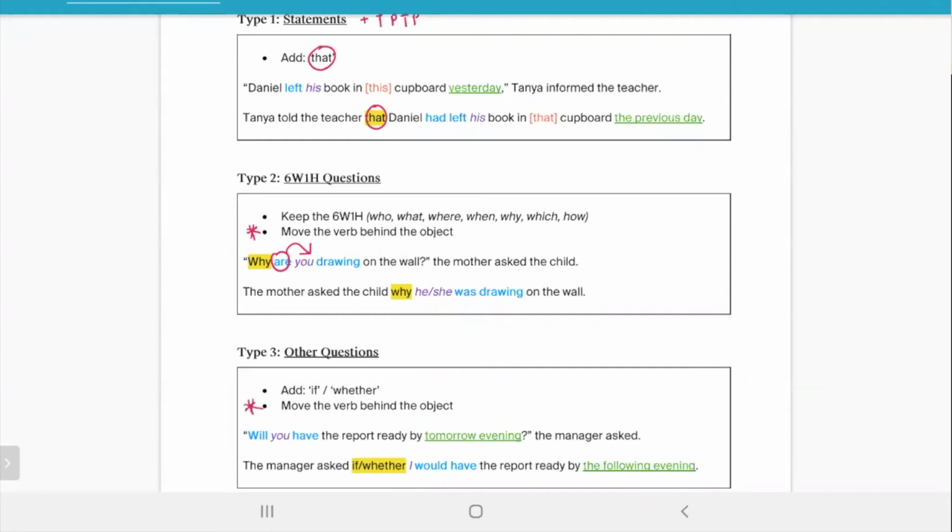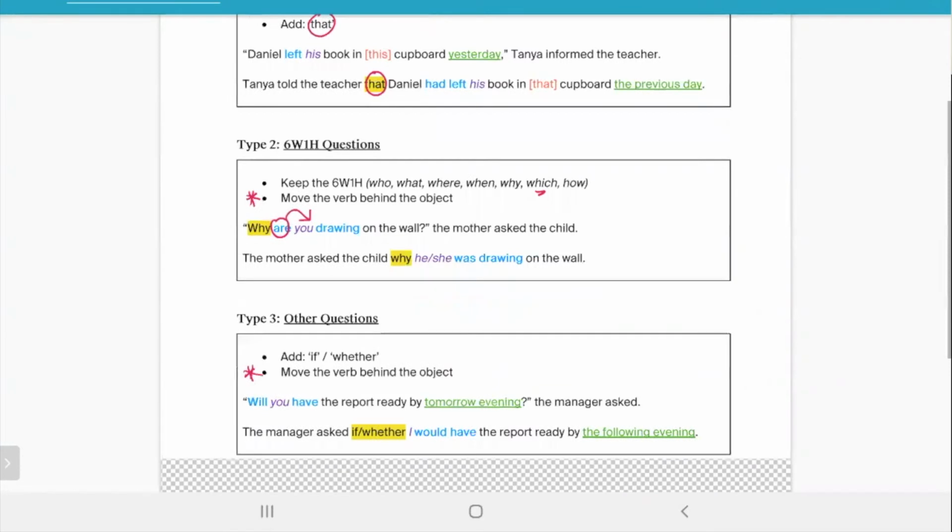Students always forget this important step. They end up writing, why was he drawing on the wall? And that makes it wrong. Okay? If you don't know what the 6W1H is, I'm sure all of you know the 5W1H. Who, what, when, where, why. The additional W is which.